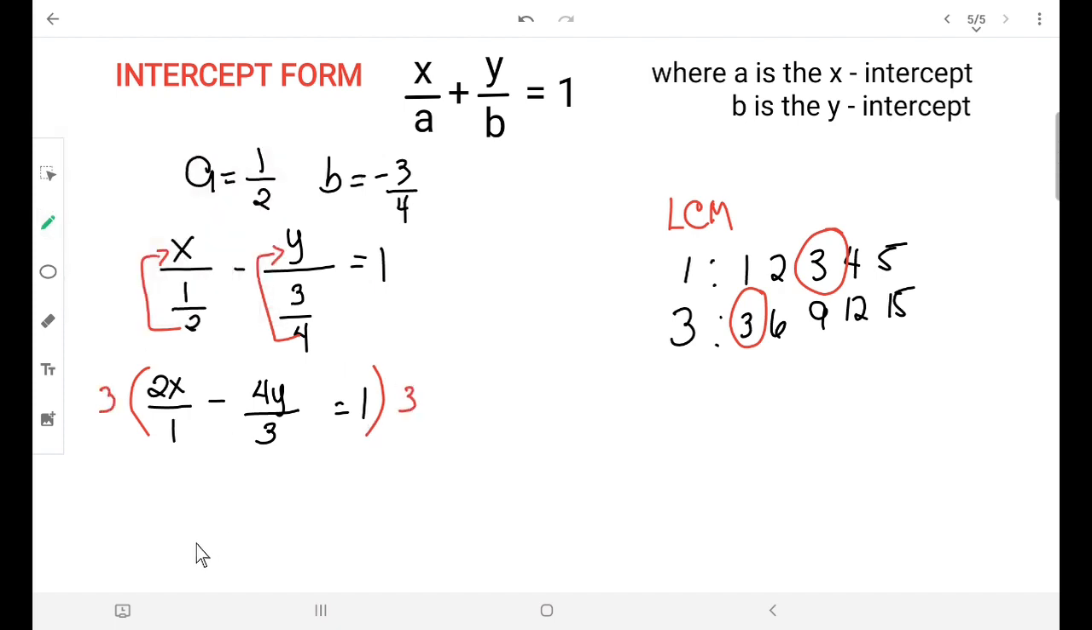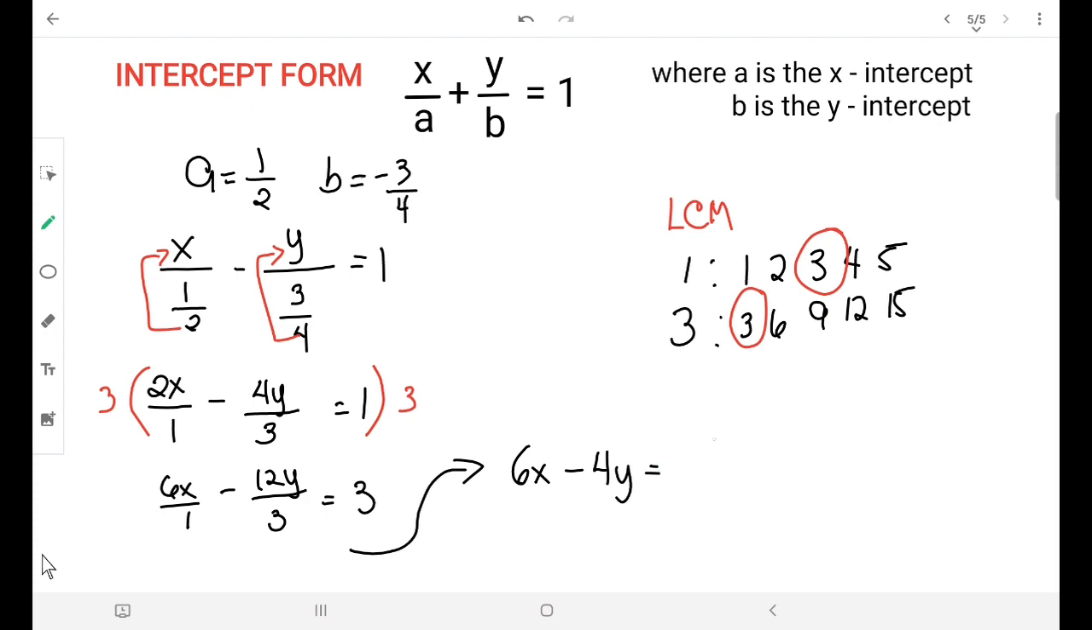So multiply that on both sides of the equation. So you have 3 times 2x over 1, that is 6x over 1. 3 times negative 4y over 3 is negative 12y over 3, equals 1 times 3 is 3. And then we have to simplify it now. So we have 6x minus 12y divided by 3 is negative 4y, equals 3. So that's it. We're done.